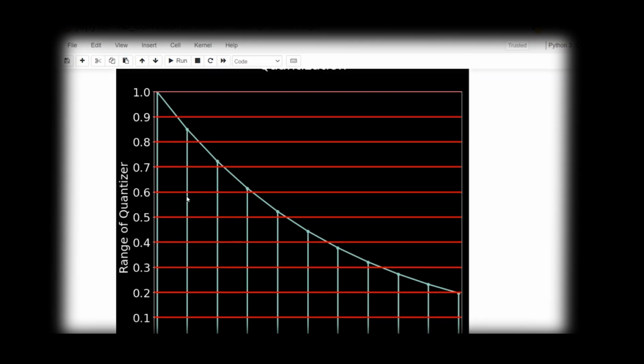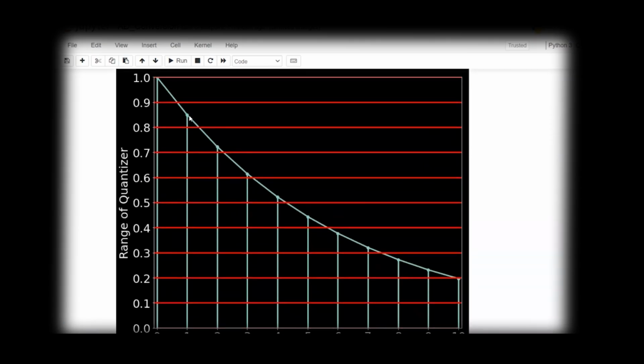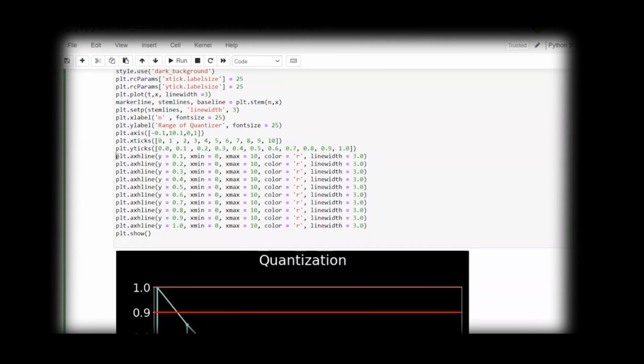You can see that this is the quantized signal. Here, we have adjusted the values according to the quantization levels. You can clearly see the red horizontal lines representing the quantization thresholds. These lines indicate the amplitude levels allowed in the quantized signal. The difference between this plot and the earlier one is shown by these red horizontal lines.